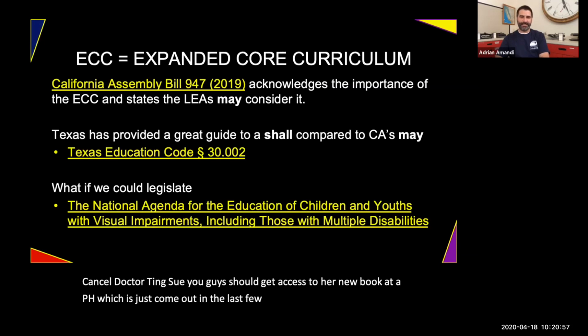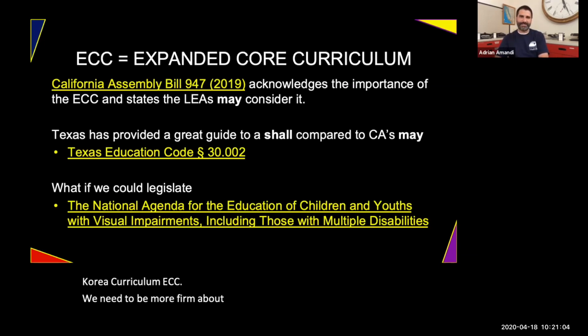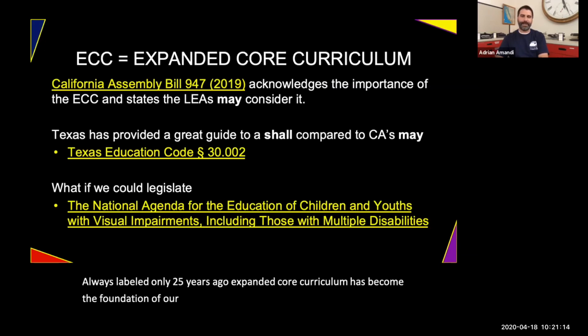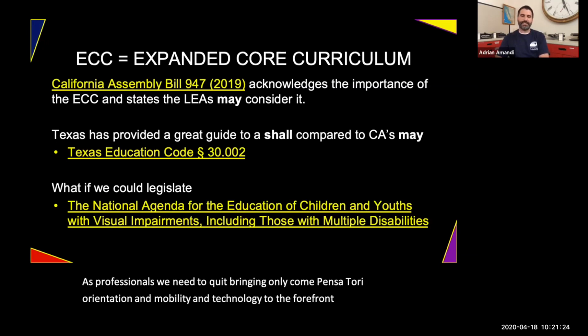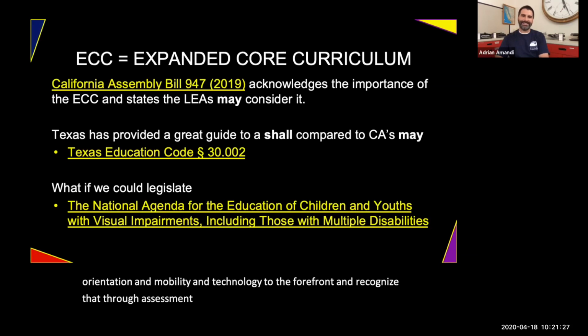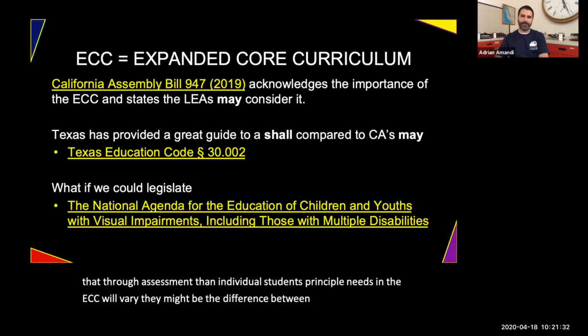All right, the Expanded Core Curriculum, the ECC. We need to be more firm about the insistence and inclusion of the ECC goals and progress for our students. While it was labeled only 25 years ago, the Expanded Core Curriculum has become the foundation of our employment and the services we provide to students. As professionals, we need to quit bringing only compensatory, orientation and mobility, and technology to the forefront, and recognize, through assessment, that an individual student's principal needs in the ECC will vary. They might be the difference between social inclusion and long-term success.